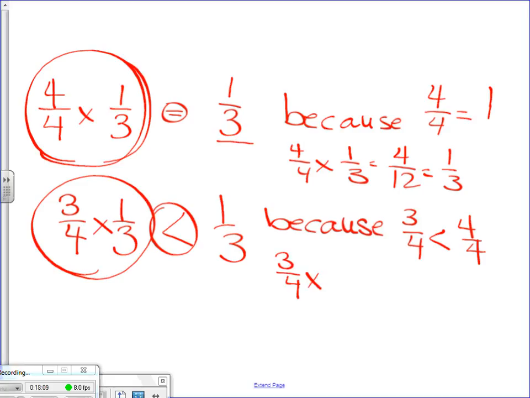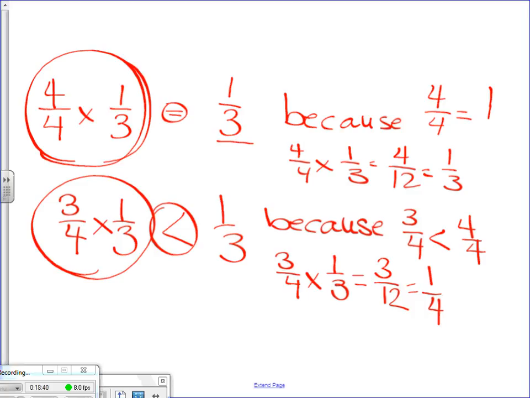3/4 times 1/3, you would get 3/12, which would get you 1/4. And if you don't know which one's bigger, 1/3 or 1/4, you would need to give them a common denominator. If you really didn't know that 1/3 was bigger than 1/4.